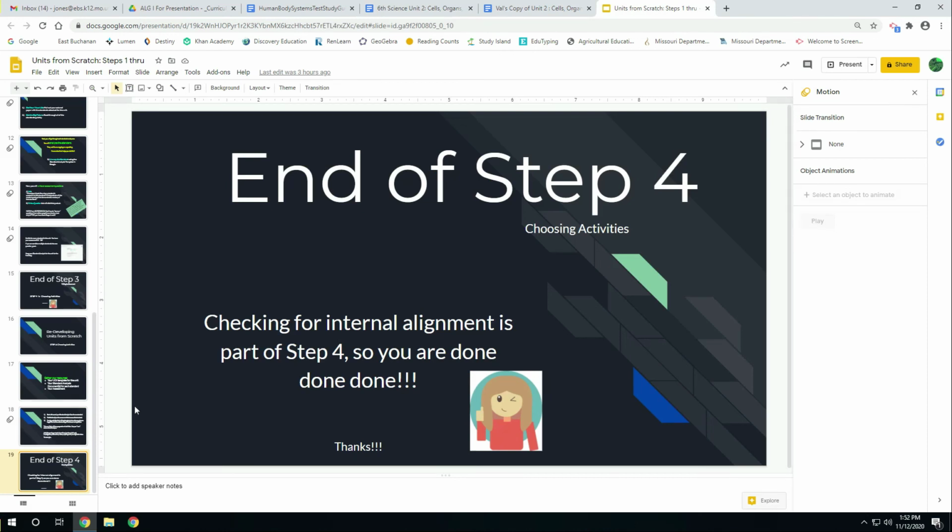All right, well, that is the last step, which is choosing activities and looking at that internal alignment between the verbs and the level of complexity or the depth of knowledge between your assessment question, your standard, and your activity.